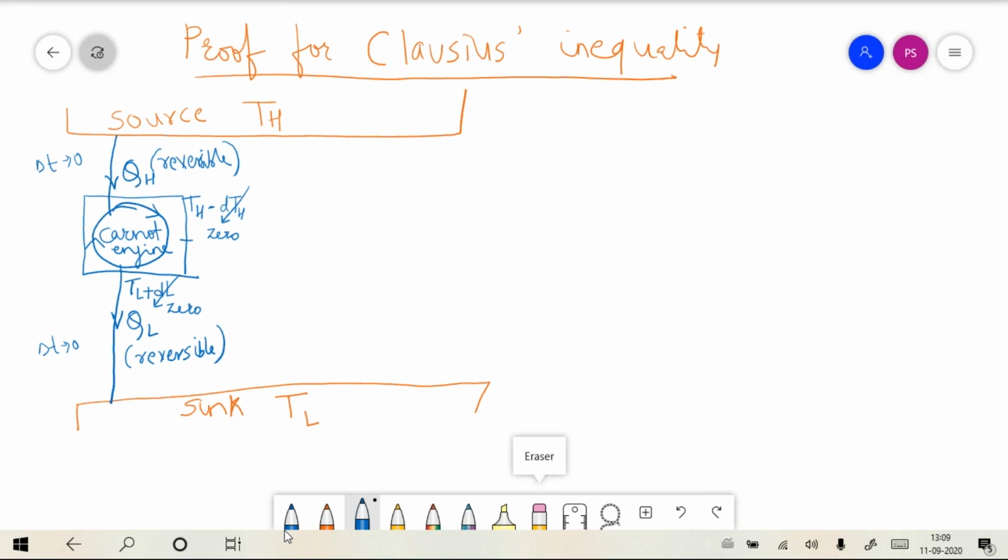Now this Carnot engine is also internally reversible, and because it is internally reversible, it is going to produce the maximum work. Let us say it is going to produce the work equal to WC. So WC is the work output of the Carnot engine. This is one engine we had considered operating between a source temperature and sink temperature.